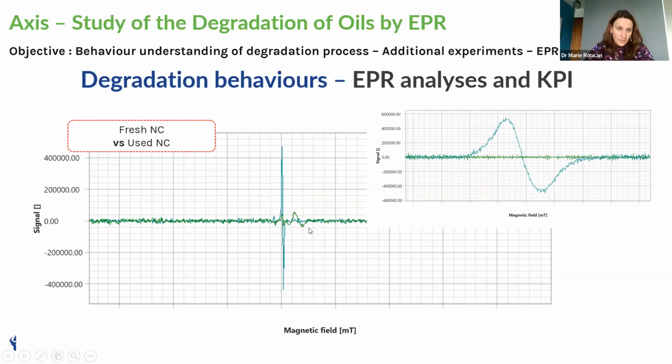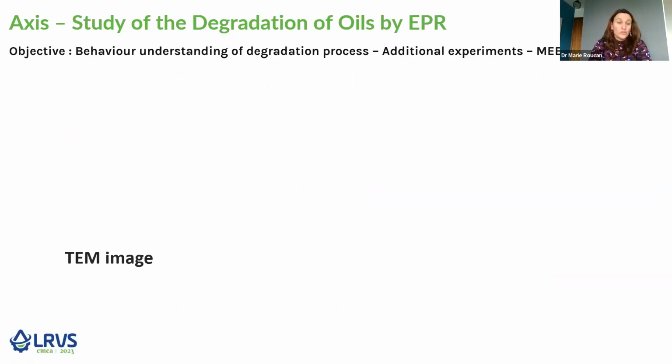And so here is the response, and this is a zoom of this part here. And you can see that in this green line, it was the fresh nanocomposite. And then once we used them, you can see that you have a big and very nicely defined signal for the organic radical, meaning that our nanocomposite absorbed these organic radicals.